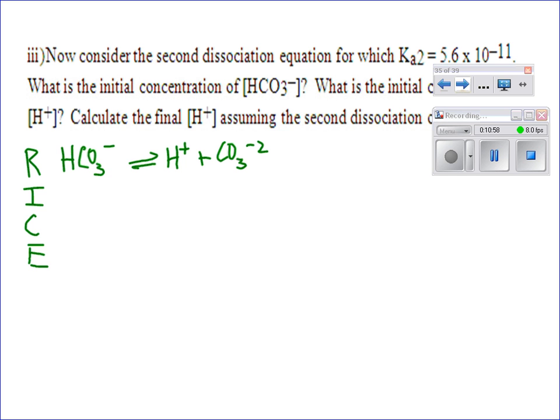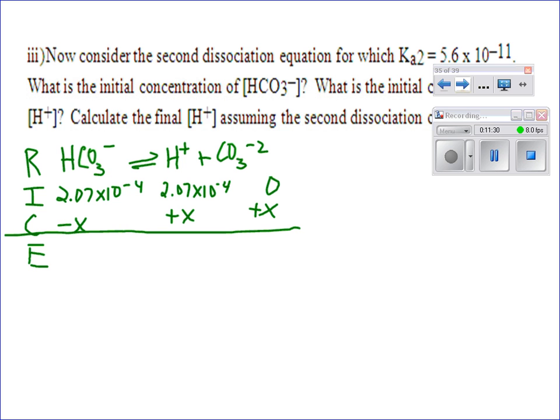When we started the second dissociation, remember we finished with some of the HCO3 as a product of the other one. How much was that? It was X, correct, 2.07 times 10 to the negative 4th. We also had 2.07 times 10 to the negative 4th of this H plus. Carbonate, we didn't have any of that yet. That hadn't been made. We still have to shift right, though, because we got to shift to the 0. So we end up with 2.07 E negative 4.